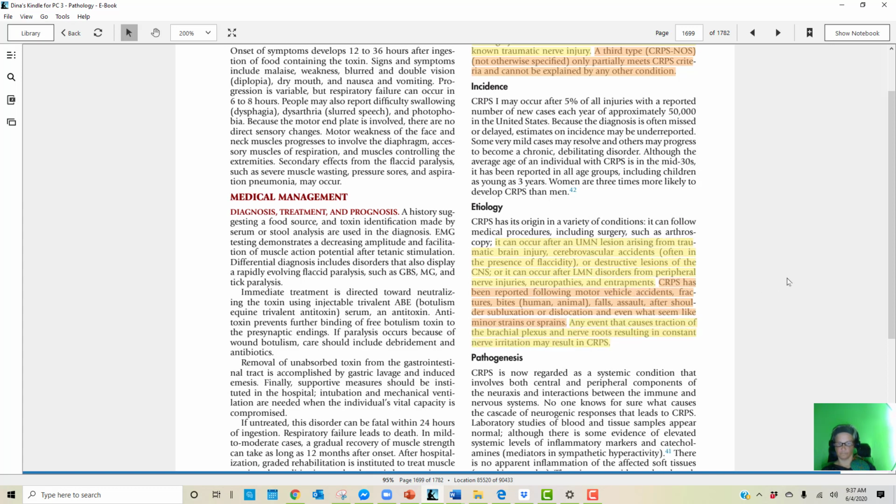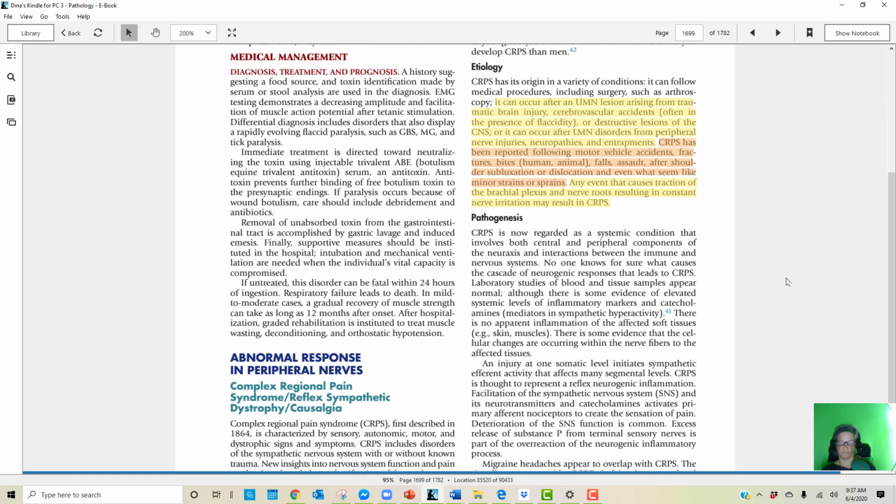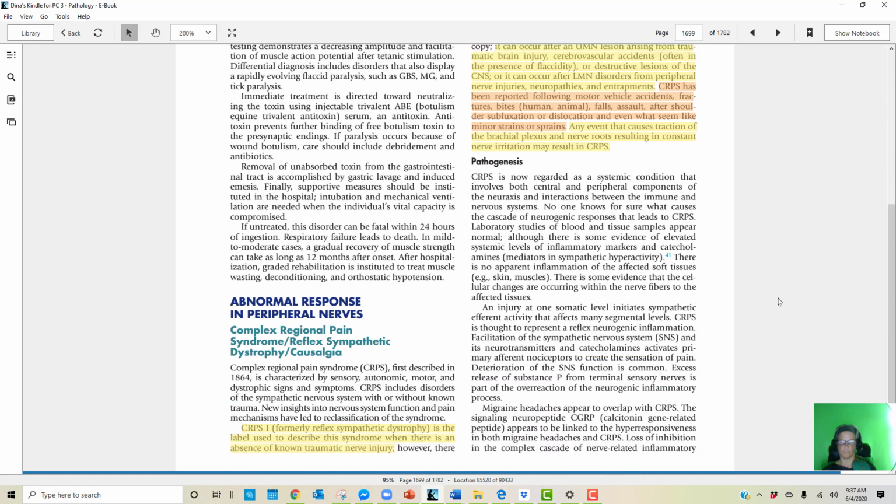and interactions between the immune and nervous systems. No one knows for sure what causes the cascade of neurogenic responses that leads to CRPS. Laboratory studies of blood and tissue samples appear normal, although there is some evidence of elevated systemic levels of inflammatory markers and catecholamines, mediators in sympathetic hyperactivity.